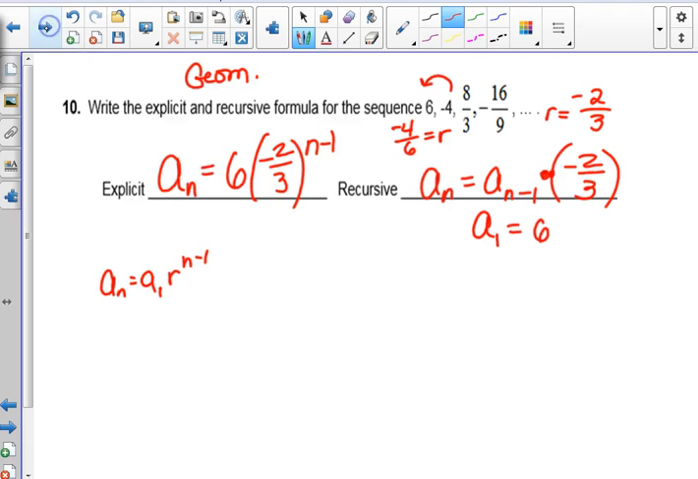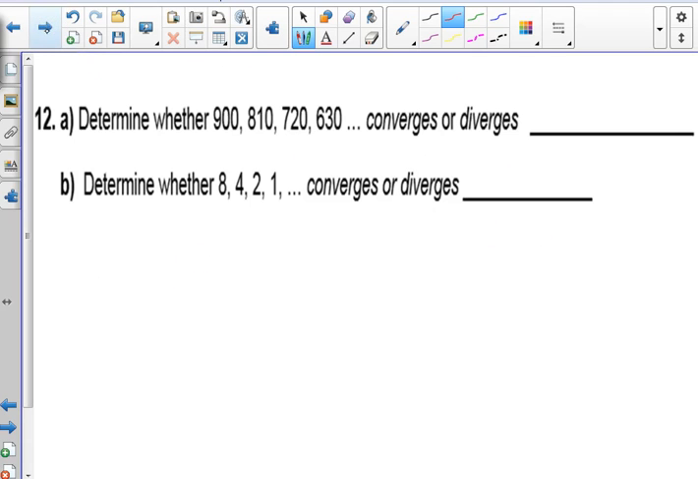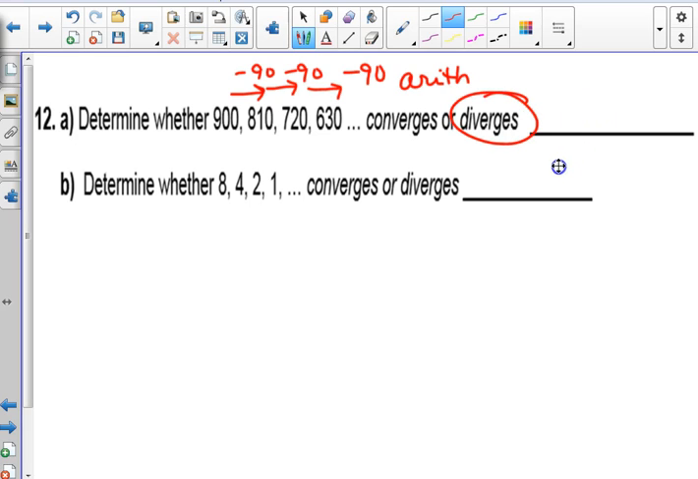One more, should we talk converge and diverge quick, guys? Okay. This is going down by what? I think 90. But it's subtracting. If it's arithmetic, if it's going to continue to go up or down by a constant amount, no matter how small that little amount is, it's always going to increase or decrease. It's never going to approach a particular value. So this is diverge. Arithmetic sequences diverge.